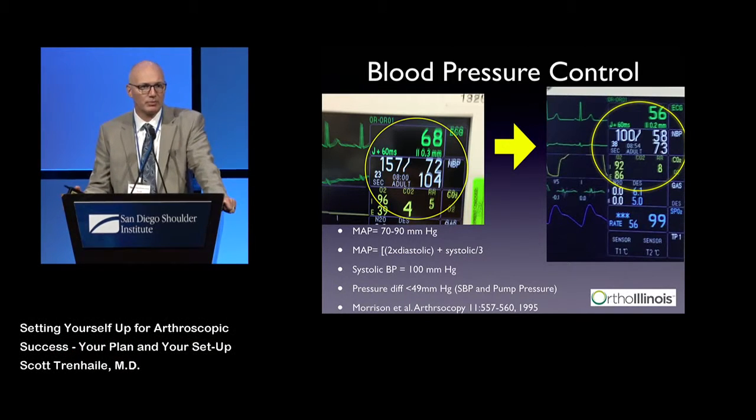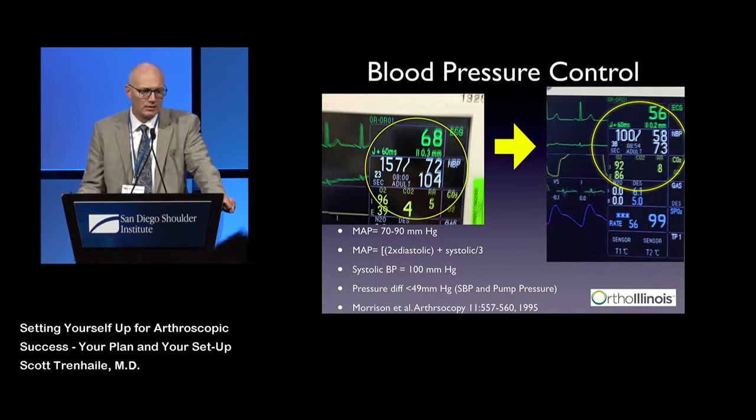We all know that a blood pressure of 157/72 with a mean arterial of 104 is not ideal, and a mean arterial of 73, as you see on the right-hand corner here, is far better. And so you want to basically try to keep the mean arterial pressure between 70 and 90 millimeters. And another easy way to look at this is a systolic blood pressure of 100 if the patient can tolerate that.